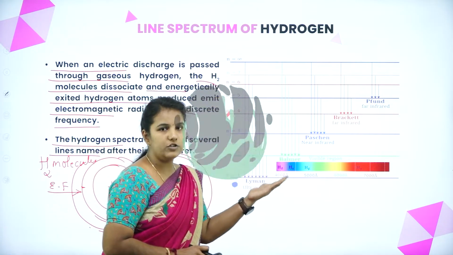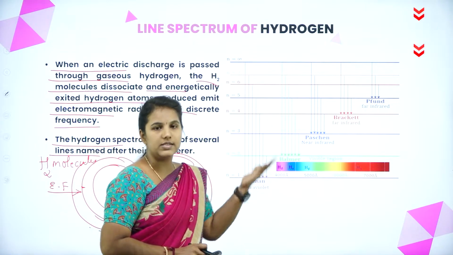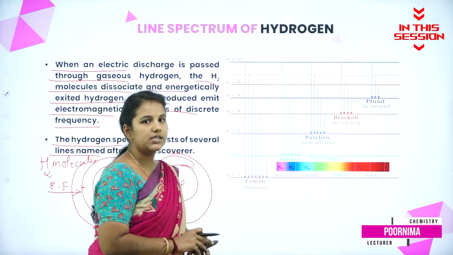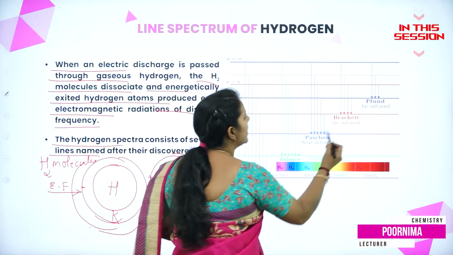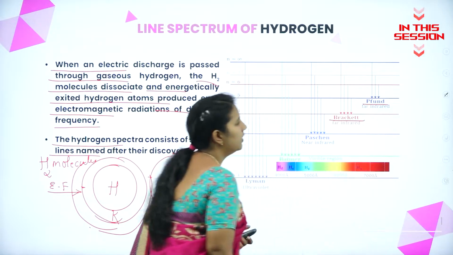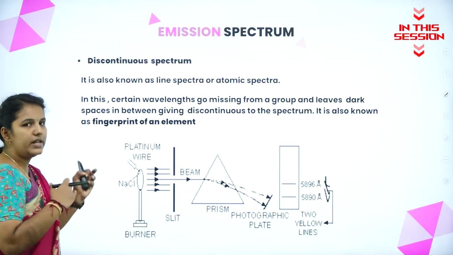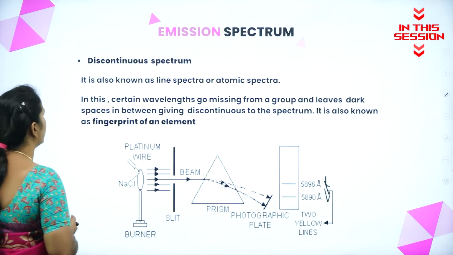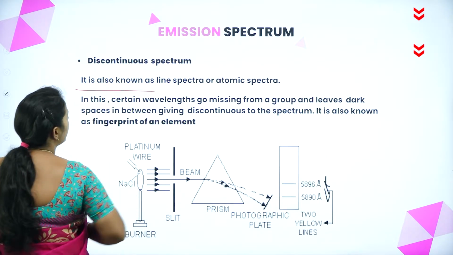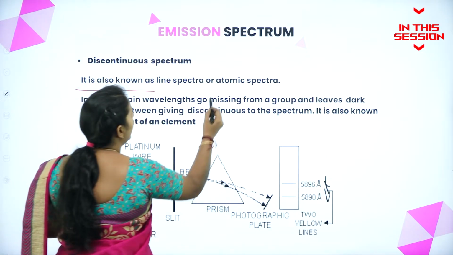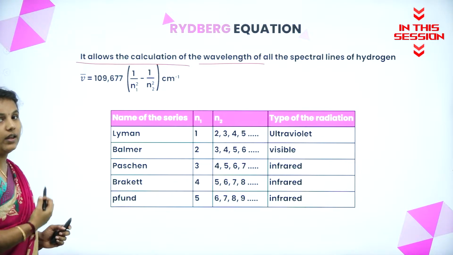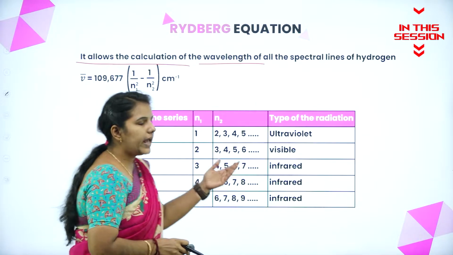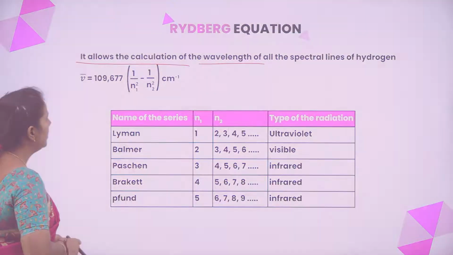Line spectrum of hydrogen, which consists of 5 main series, is named as Lyman Series, Balmer Series, Paschen Series, Brackett Series and Pfund Series. What is the discontinuous emission spectrum? It is also known as line spectrum or the atomic spectra. Rydberg equation that we use to calculate the types of radiation.